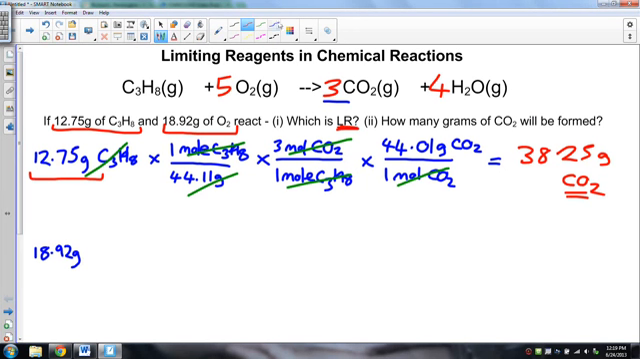Now, I can't answer which is the limiting reagent yet until I've gone through the exact same thing with my oxygen. So that's what I'm going to do. I'm going to take my grams of oxygen and go through exactly the same 3 steps here. So I know that 1 mole of oxygen weighs 32 grams because oxygen is 16 grams. All right, 16 grams per mole.